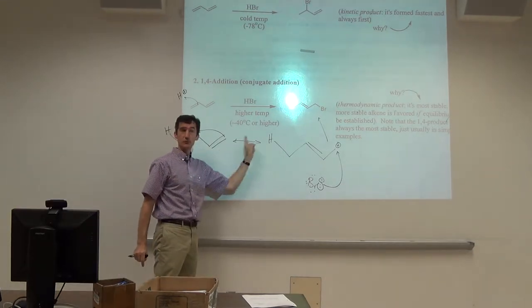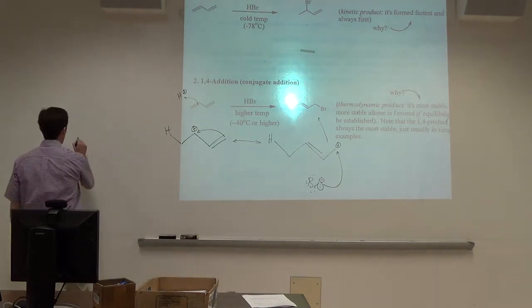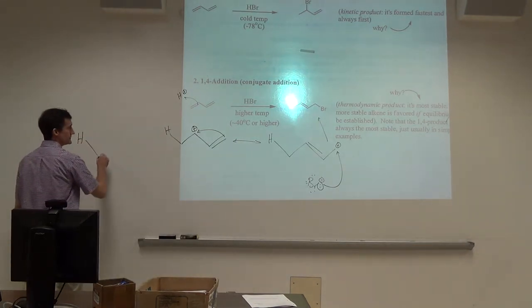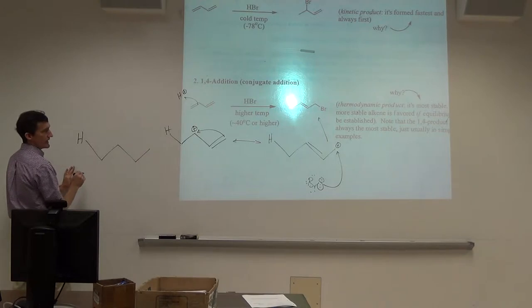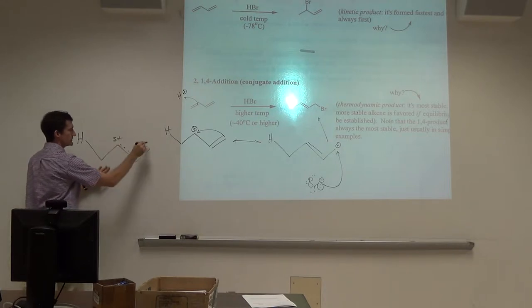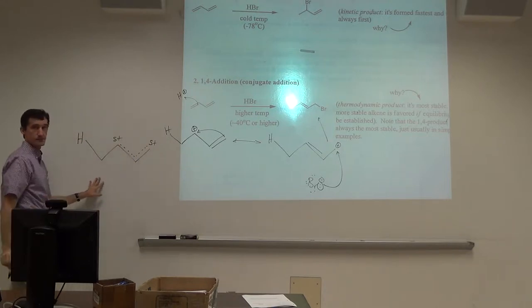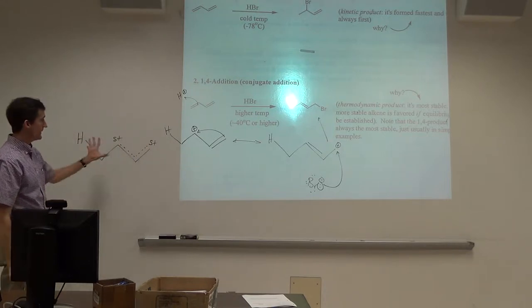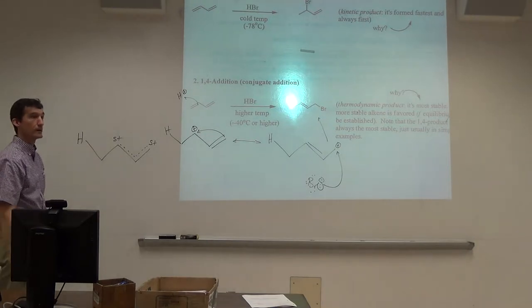These are both fake. The true structure is what? The true structure is a hybrid that has a bond and a half, partial plus, partial plus. That's the true intermediate. Question, Sarah?